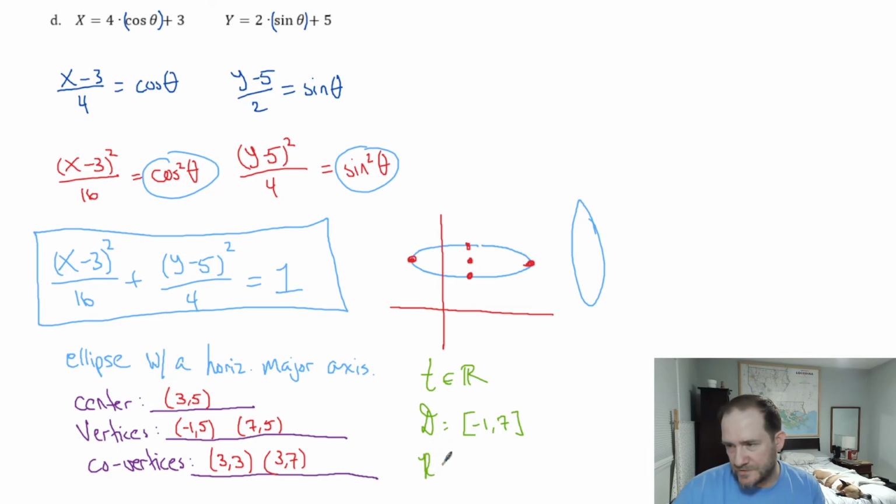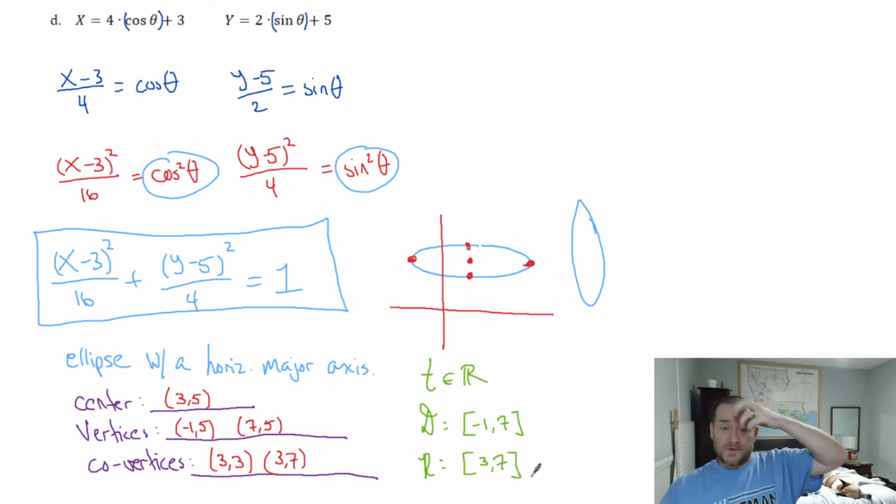And your range, we only go up and down between these two values. You can get those from the co-vertices, that's 3 to 7. So that's it. So again, I guess the question is, how would the graph change if I restricted you to a t interval of such and such?